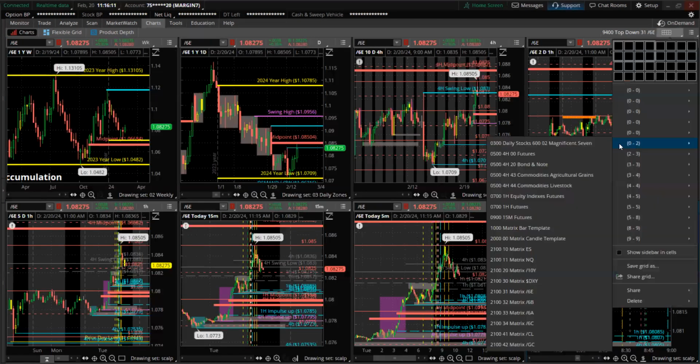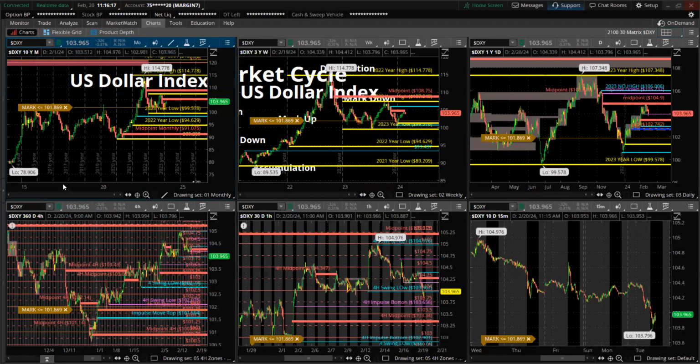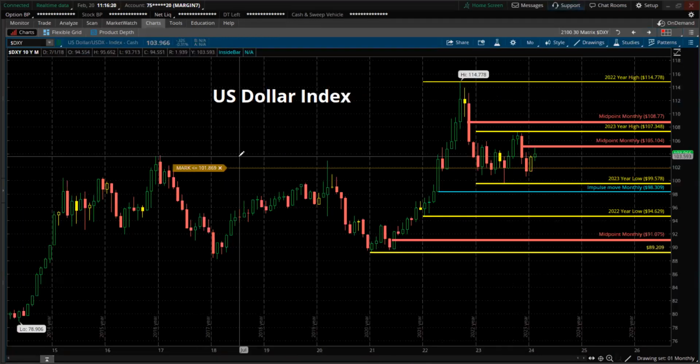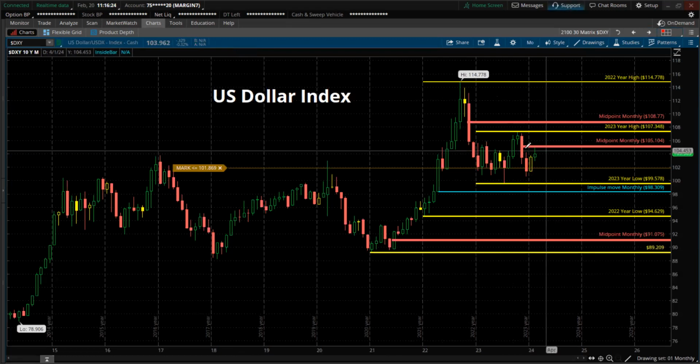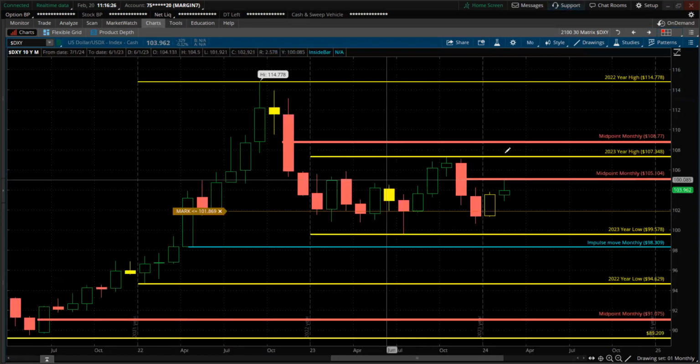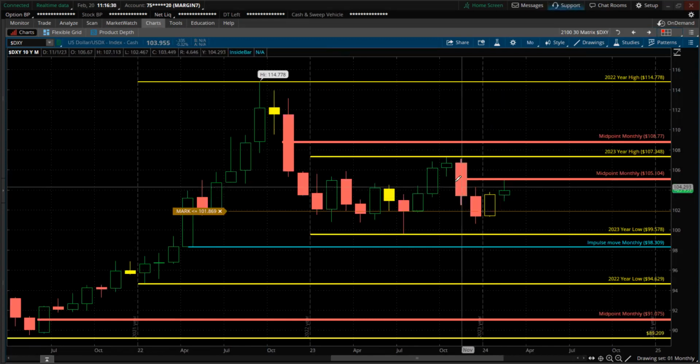Let's look at the US dollar. Share some more inside here. US dollar index, 10-year chart on the monthly. That big green candle testing midpoint right there. Again, the month's not over. Just want to show you what's going on in the monthly candles. Green candle, higher high, higher low, rejecting midpoint.